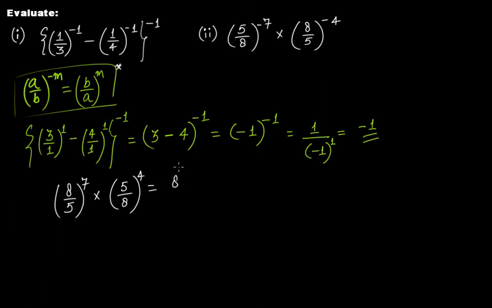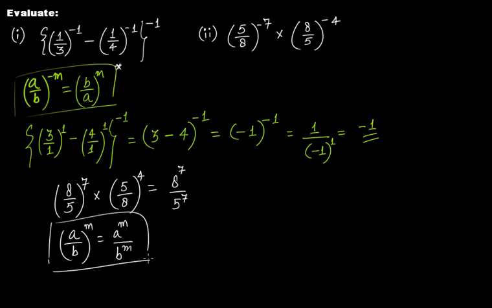So this becomes 8 raised to the power of 7 divided by 5 raised to the power of 7. How? A by b raised to the power of m is equal to a raised to the power of m divided by b raised to the power of m. This is a law of exponents. So the same can be written for this one also. And this becomes 8 raised to the power of 7 and this 8 raised to the power of 4 multiplied by 5 raised to the power of 4 divided by 5 raised to the power of 7, right?